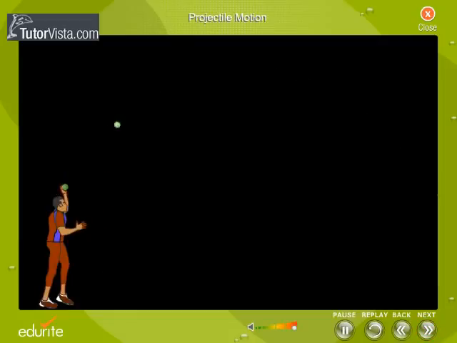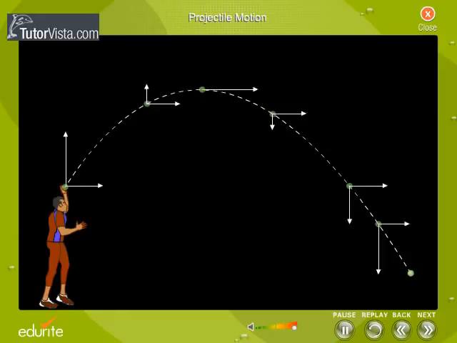The velocity of the projectile varies from point to point. At each point, the velocity has components in the horizontal and vertical directions. The horizontal component of velocity remains unchanged throughout the flight. The vertical component of velocity continuously changes due to the force of gravity.